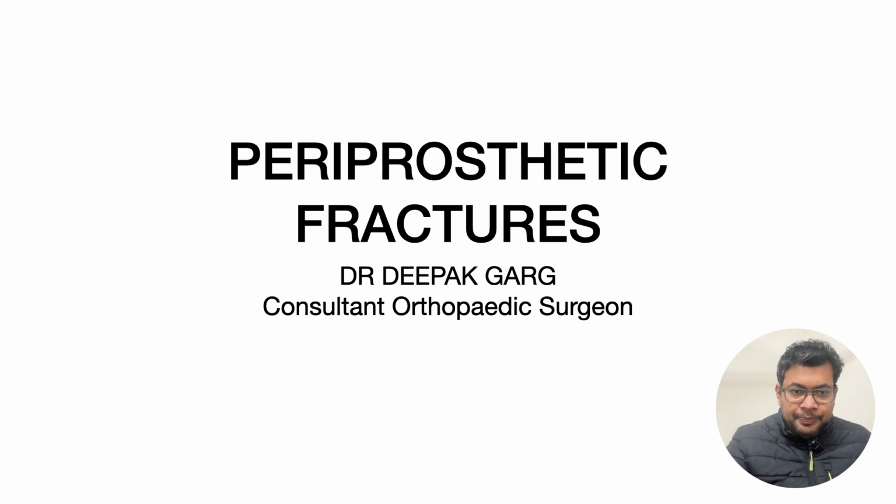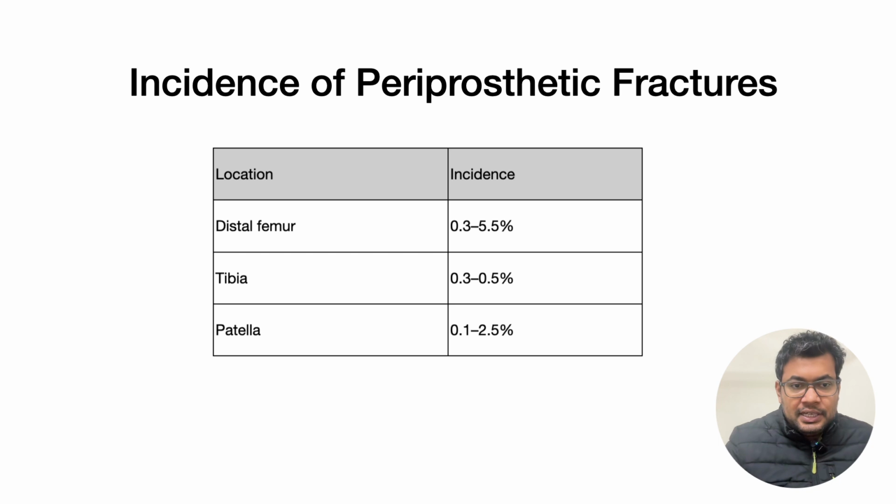Today we will discuss periprosthetic fractures after a total knee replacement surgery. So what is the incidence of periprosthetic fractures after a knee replacement surgery? If we talk about the distal femur, it is about 0.3 to 5.5%. In the tibia, it is 0.3 to 0.5%.